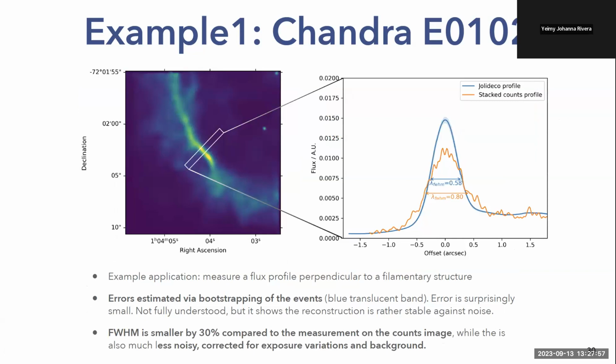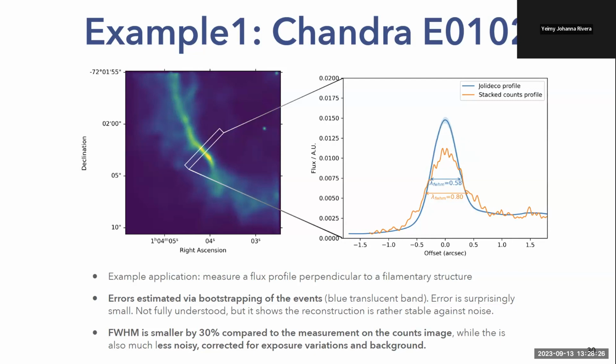I did one little estimate. It's not really scientific analysis, but I tried to quantify somehow the improvement of the width of the filament here. So this is an example application. I did an error estimate for this by just bootstrapping the events that I had. This is a very standard statistical method, and this is shown as the translucent band underneath the data here. I found actually that the error here is surprisingly small.